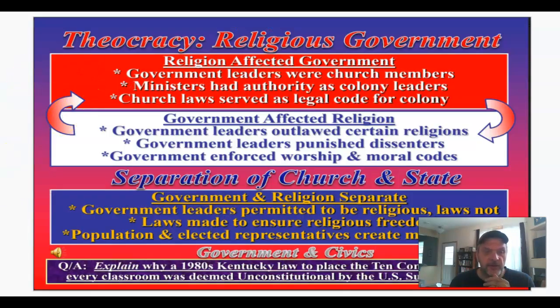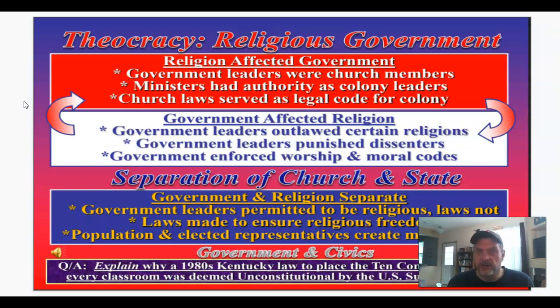And like I said, the New England colonies were largely considered a theocracy, in other words, religious government. Government leaders were the church members. Ministers had the authority as head of the colony. They had the same power as the colonial leaders. And basically then what we're saying is that church law that governed the church was also the laws that governed the colony. And because of this, there was a direct relationship, but also government affected religion.